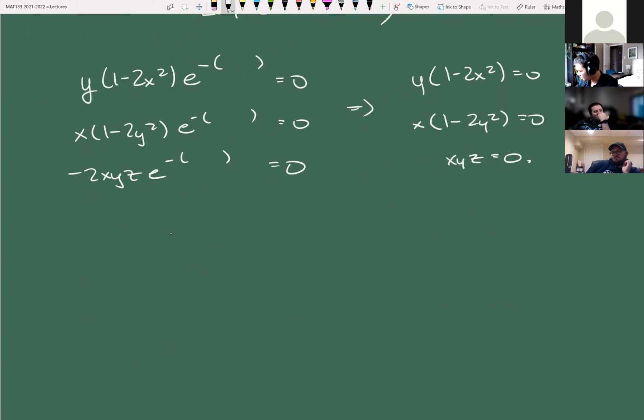Here, maybe let's label these. This is 1, this is 2, this is 3. I look at equation 3 and I say, okay, well, one of these variables, at least one, it could be 2, could be all 3, but at least one of these variables has to be 0, right?